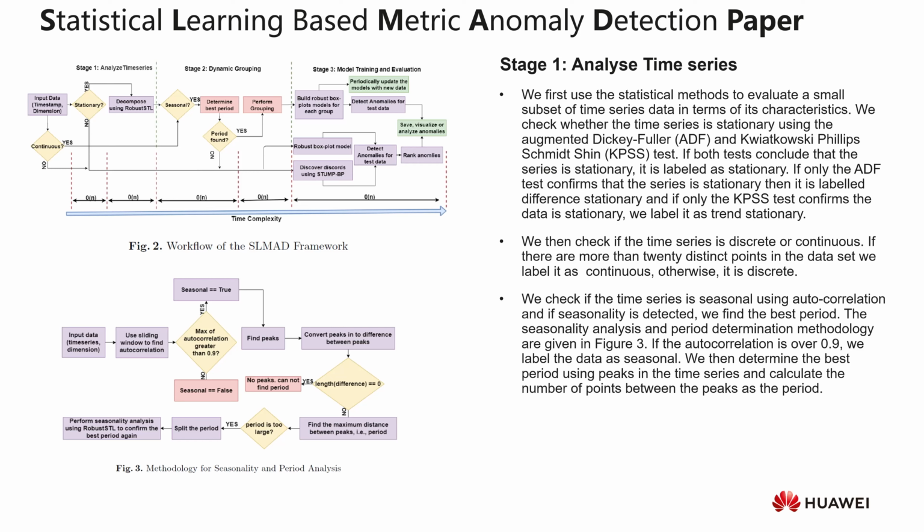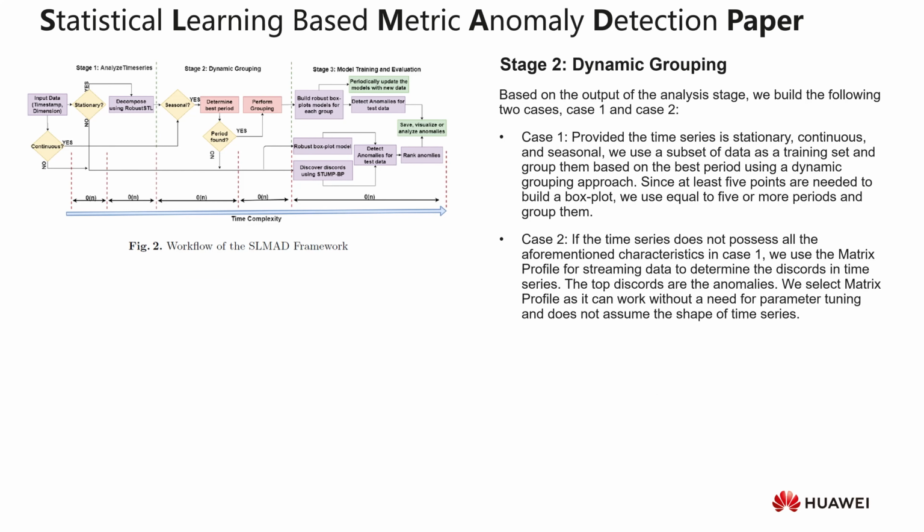We then check the time series to see if it is discrete or continuous. If there are more than 20 distinct points in the dataset, then we label it as continuous, otherwise it is discrete. Finally, we check whether the time series is seasonal by using autocorrelation. If seasonality is detected, we find the best period. The seasonality analysis and period determination methodology are given in figure 3, which you can see on the left. If the autocorrelation is over 0.9, we label the data as seasonal. We then determine the best period using the peaks in the time series and calculate the number of points between the peaks as the period.